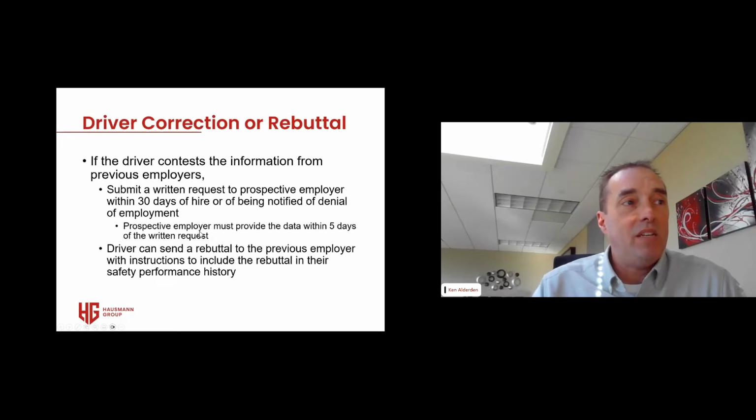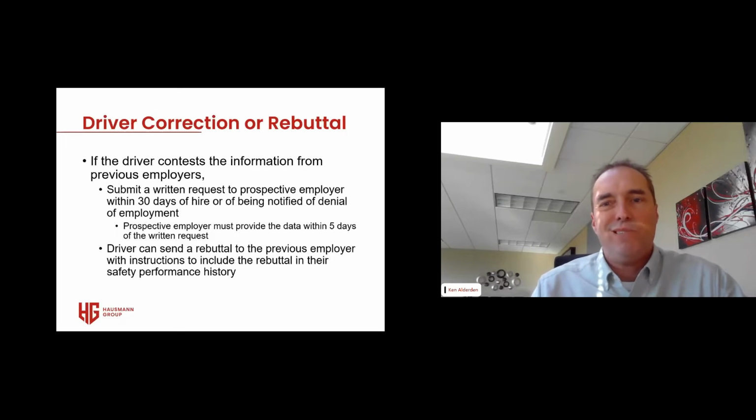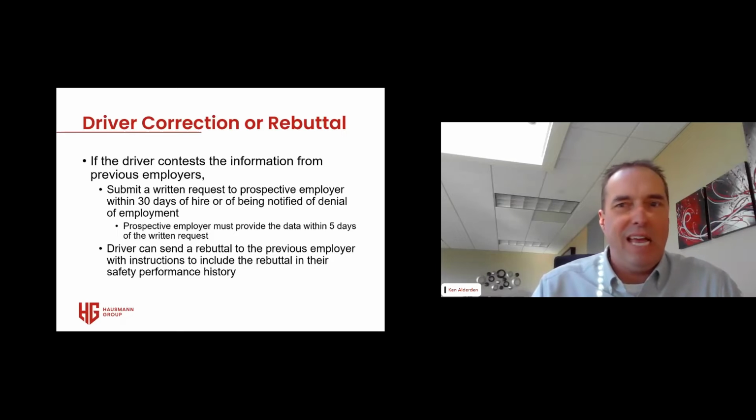And then they can go back and ask their employer within 5 days of the written request. I'm sorry, you have 5 days to provide that information to them. And then they can submit a rebuttal to their previous employer and say, I would like you to put this in my file so that if you send this information out to any other prospective employers, we have a copy of this. Doesn't happen very often, just throwing it out there, because if they do ask, just in the back of your head, remember that I have to do something with that.